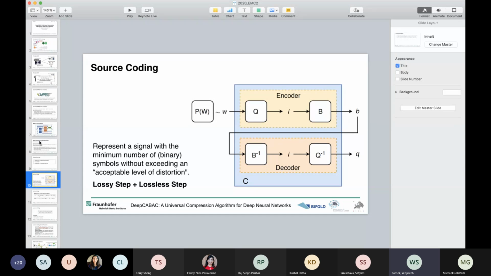It can be an audio signal, a video signal, or in our case, the neural network itself. And then on the decoder side, of course, you want to reconstruct the original signal from the compressed representation. In the neural network case, this would be the weights and the biases, for example. And of course, usually in source coding, people want to minimize the distortion between what you get in, the W, and what you get out, the reconstructed Q.